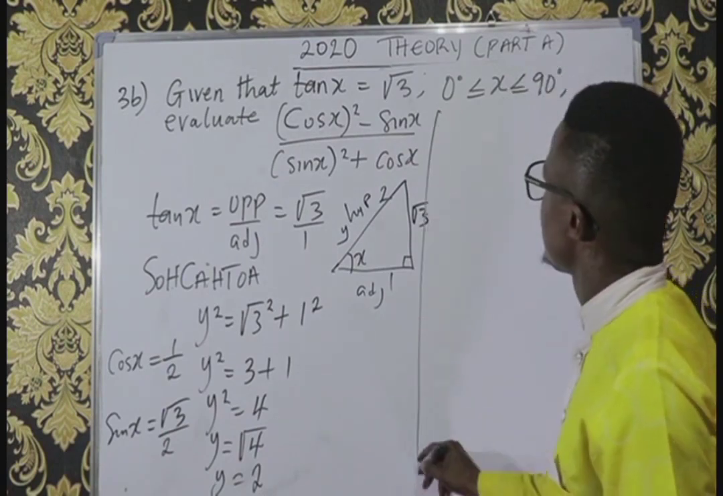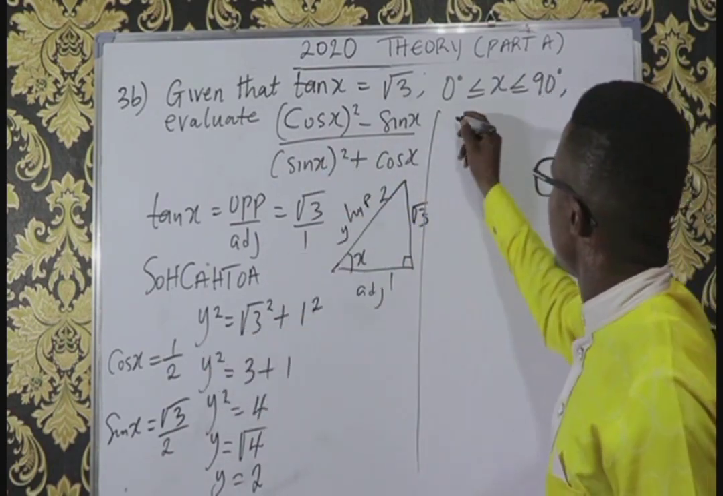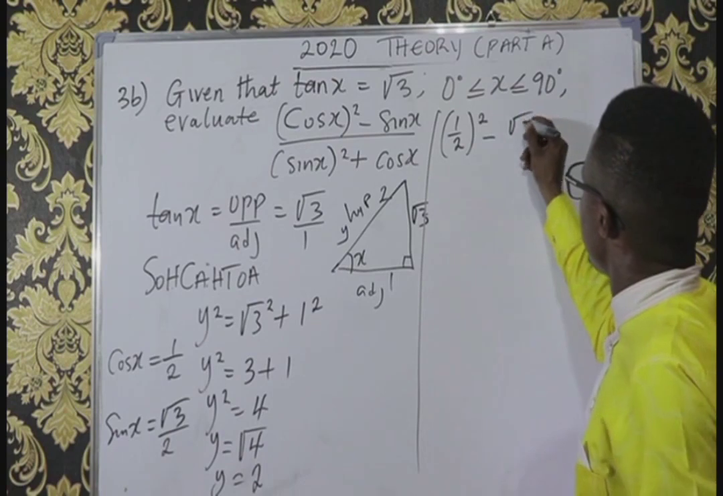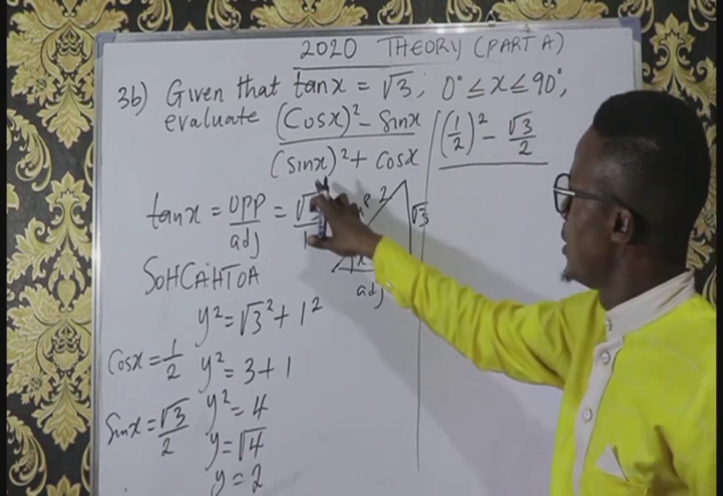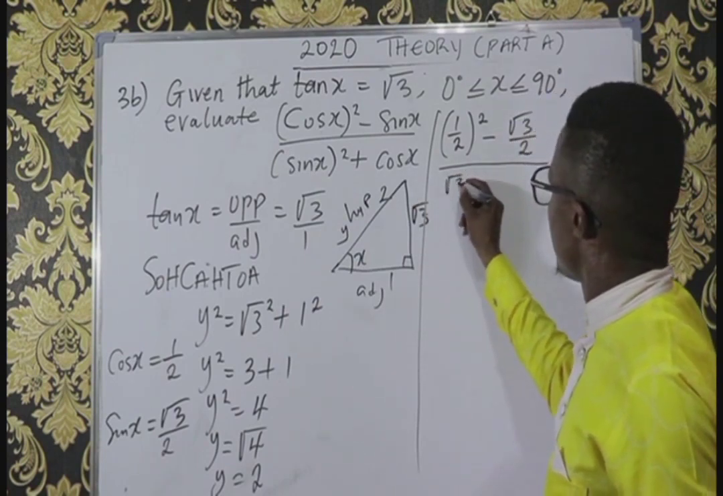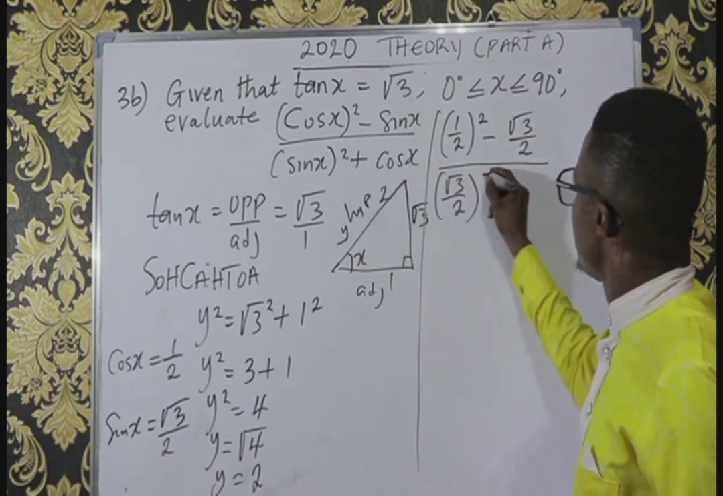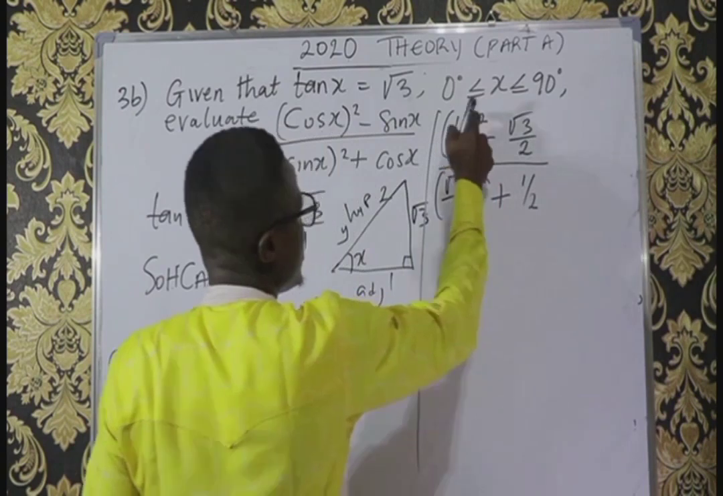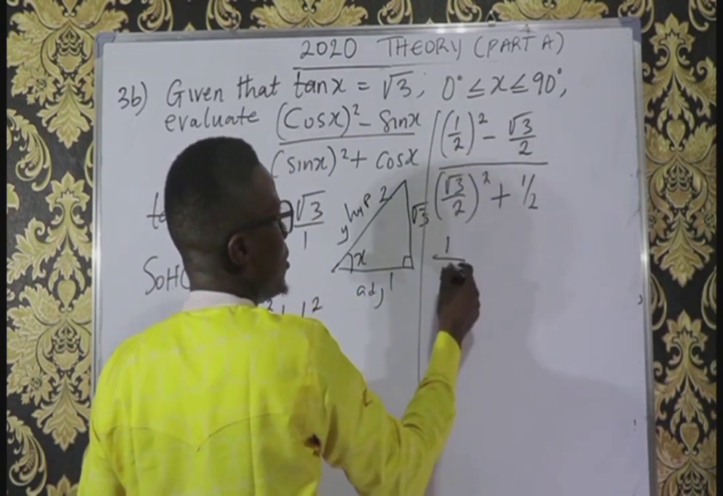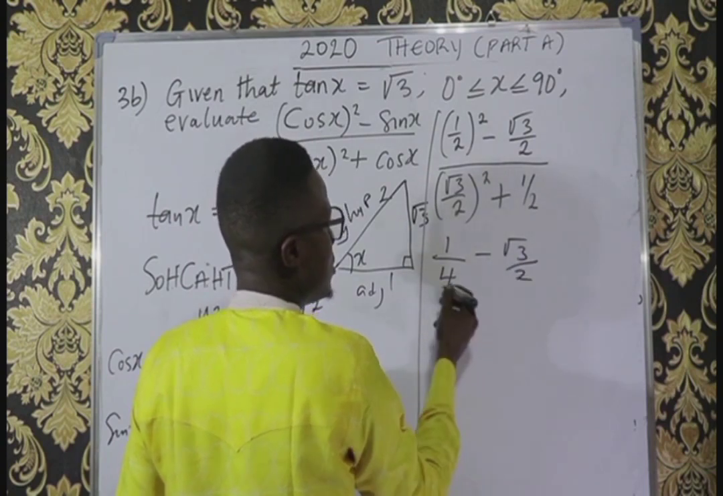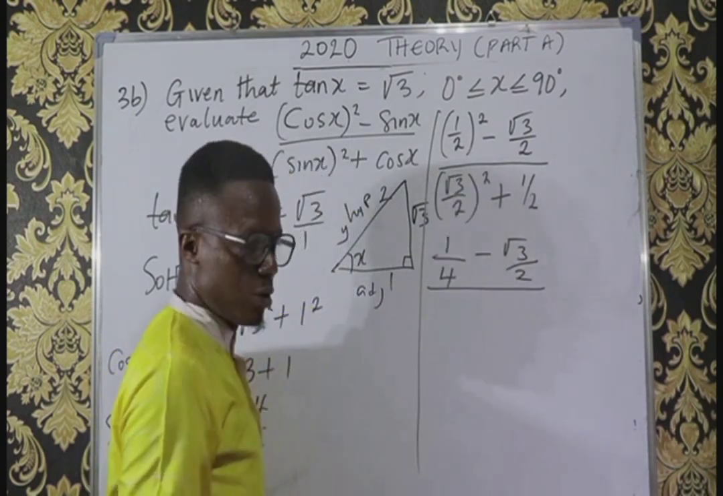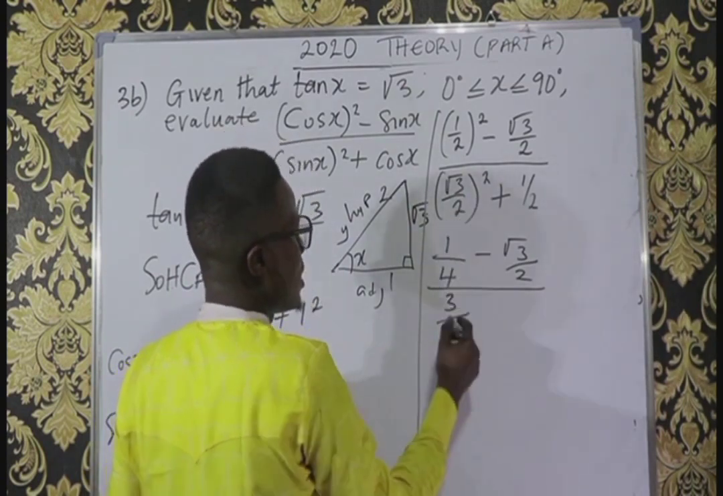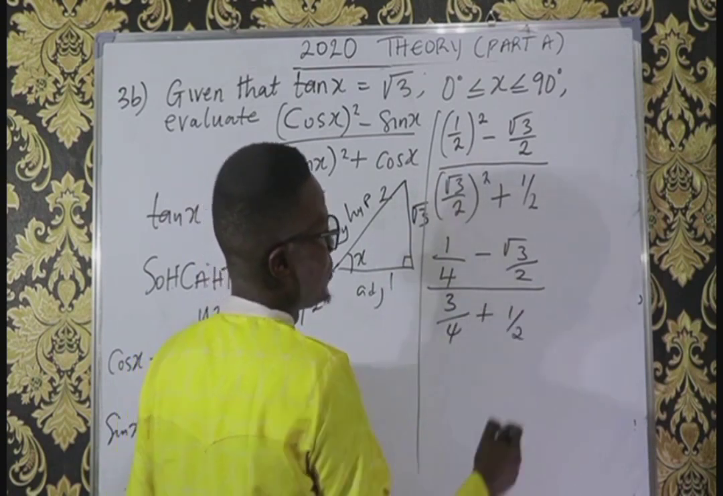So coming here now, cos x, I'll plug in 1 over 2. So I have (1 over 2) to the power of 2 minus sine x, which is √3 all over 2, over sine x again, I'll put (√3 over 2) to the power of 2 plus cos x, I'll put half. Now, 1 squared is still 1, over 2 squared is 4, minus √3 all over 2, over √3 squared is square root of 3 times square root of 3, which is square root of 9, and square root of 9 is 3, over 2 squared is 4, plus 1 over 2.